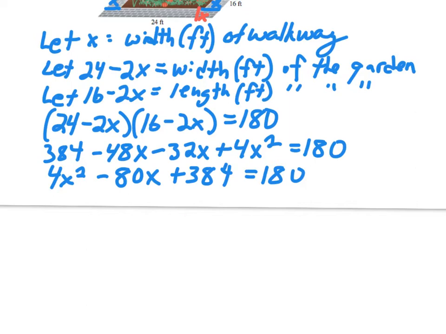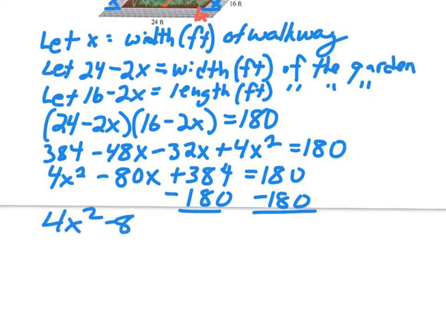So then I'm going to subtract 180 from each side, since that left side is not a trinomial square. And I'll get 4x squared minus 80x plus 204 equals 0. Let me just clean this up a little bit right here.